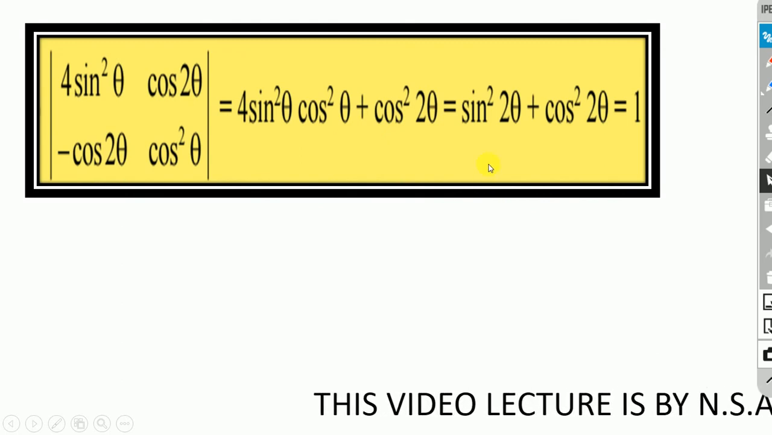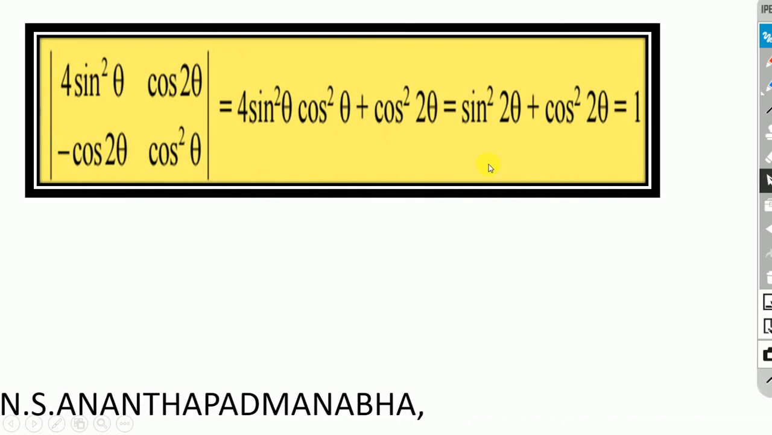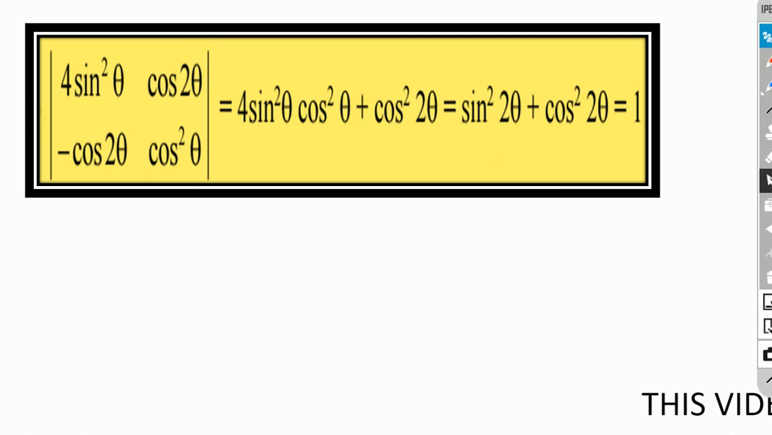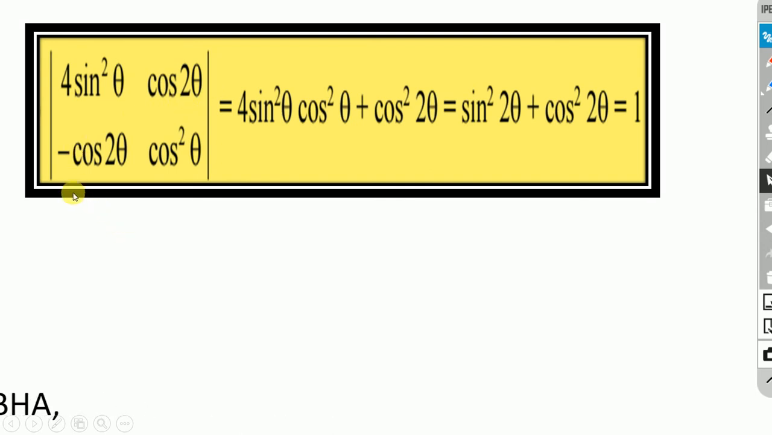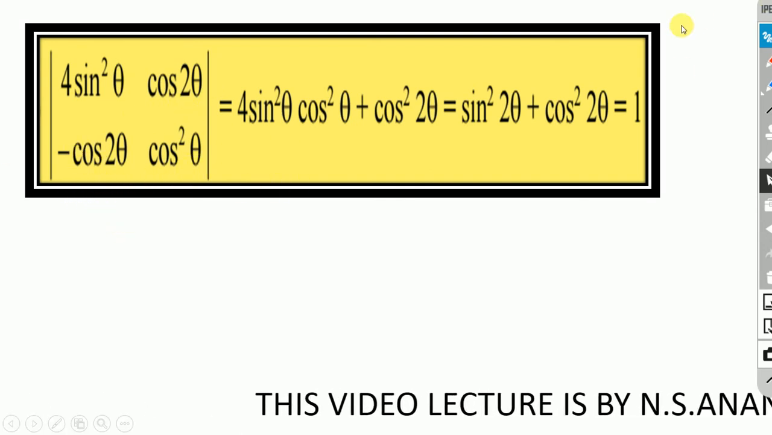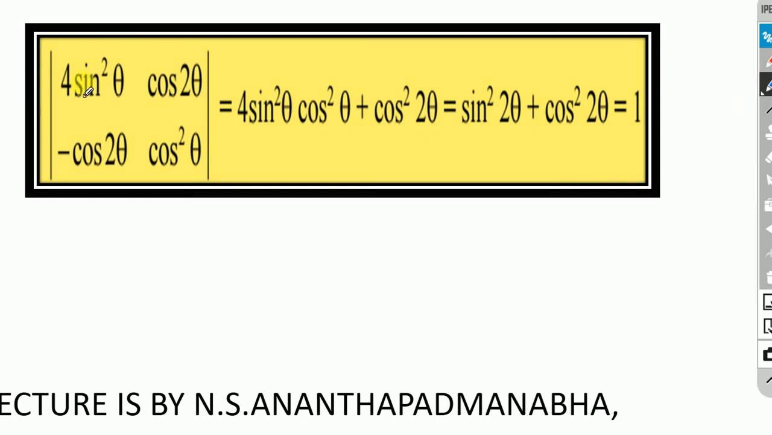So let us see some problems on this which appeared in previous years. Determinant of [4 sin square theta, cos 2 theta; minus cos 2 theta, cos square theta] is equal to. Let us see a basic question. We will expand this: 4 sin square theta cos square theta minus (minus cos 2 theta) into cos 2 theta. Therefore it is plus cos square 2 theta. Here 4 sin square theta cos square theta can be written as (2 sin theta cos theta) whole square. So that is why it is sin square 2 theta.